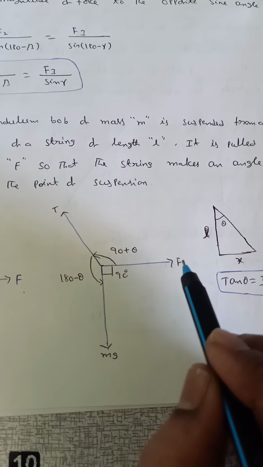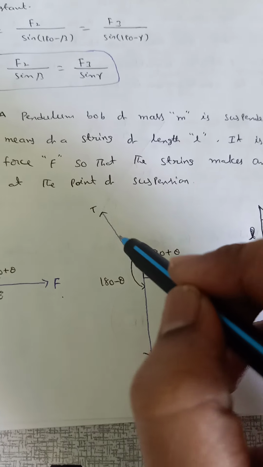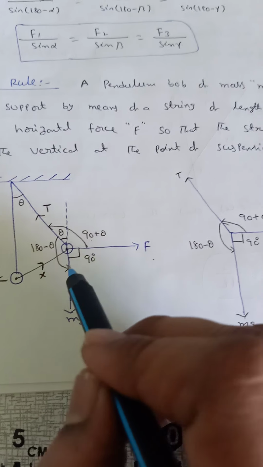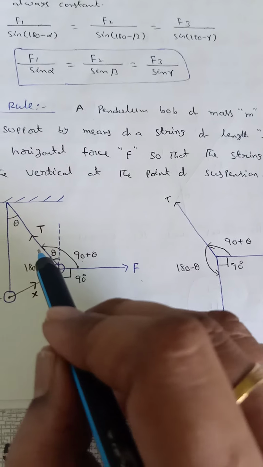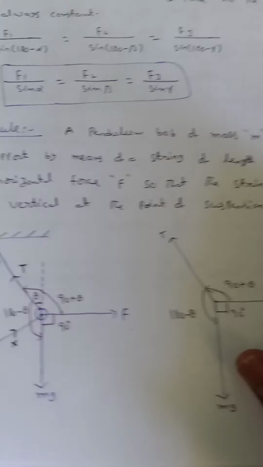This diagram represents it: this is the pulling force F, this is mg, the weight of the bob, and along the string is the tension T. The angle between F and mg is 90, between T and F is 90 plus theta, and between T and mg is 180 minus theta.